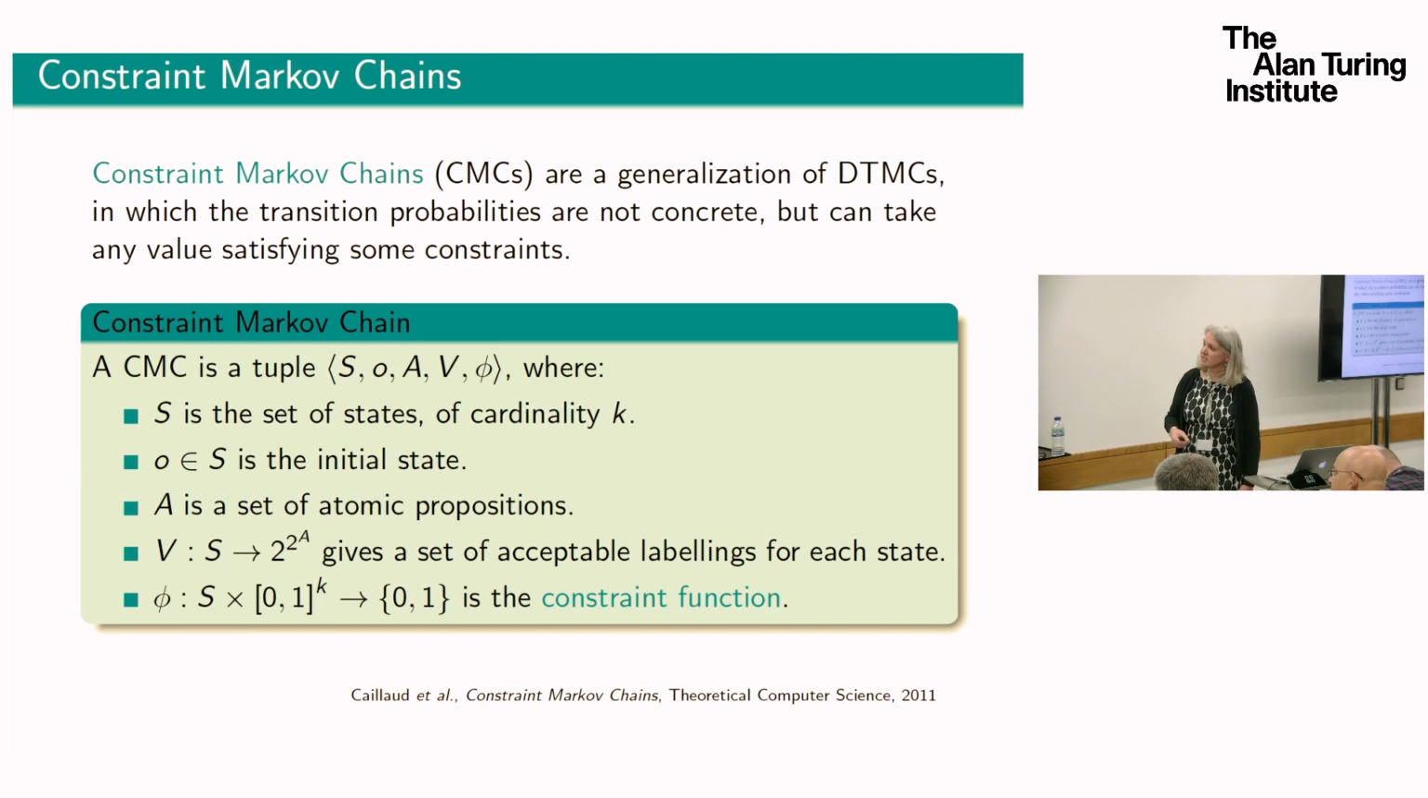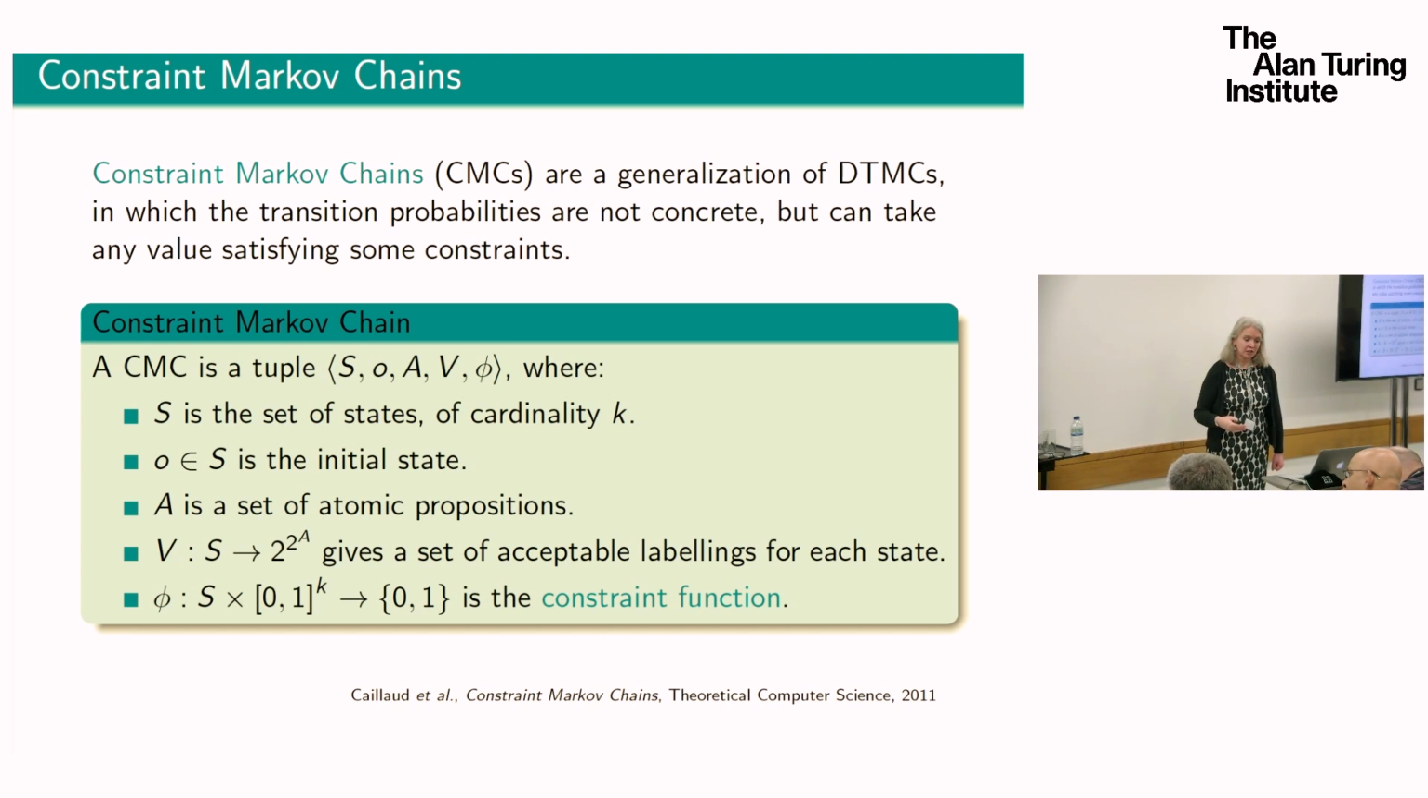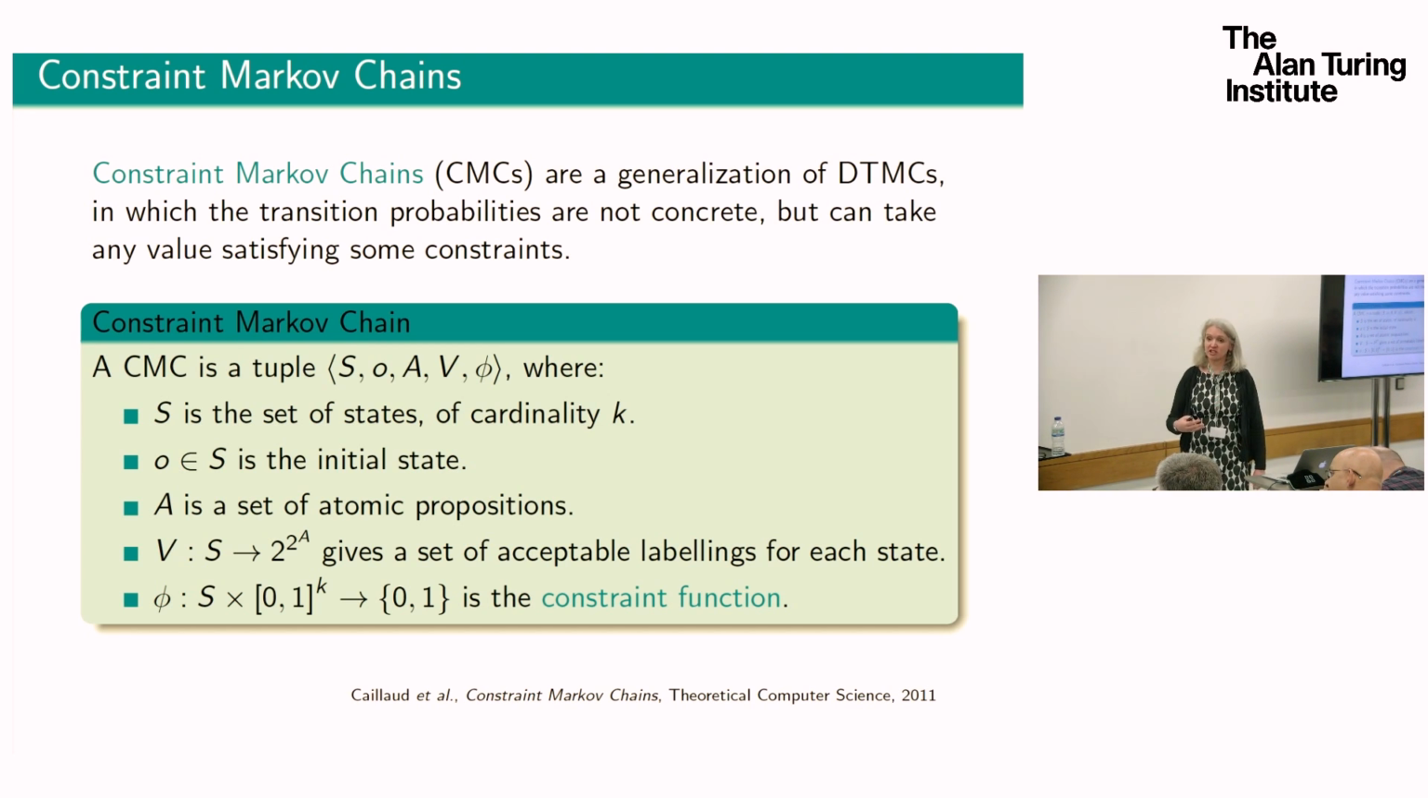So we have a set of states and an initial state, a set of atomic propositions, which are really for reasoning about, and then labelings on those. And then here, where we might expect to have a rate function, we have a constraint function that tells us acceptable, or in this case, probabilities for each of the possible transitions within our model.